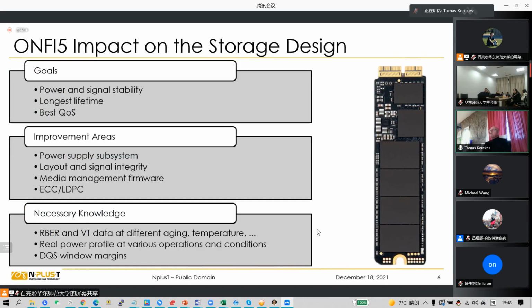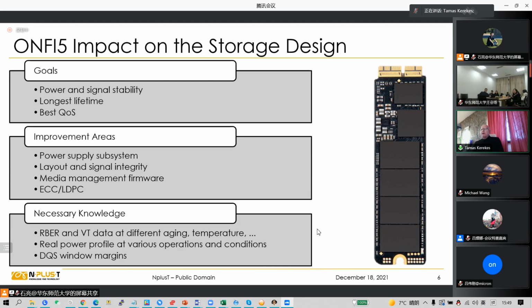Yes. So if you want to build a good storage design, of course you have to care about a lot of things. Your goals are to have good power and signal stability, the first challenge. Of course, you want to get the best QoS, performance, and longest lifetime, as the previous speeches were speaking about. So you have to design a very good power supply subsystem, digital interfaces, layout, signal integrity, and implement good media management firmware with NAND management strategies, and of course the error correction, the ECC LDPC, has to be also cared for.